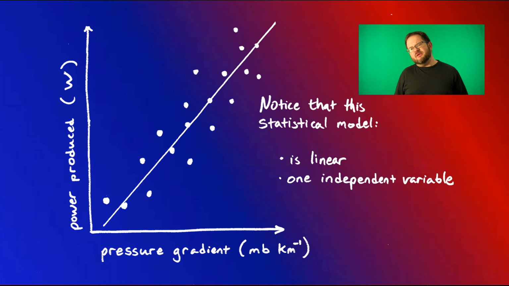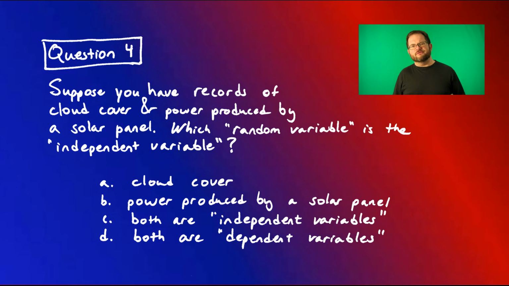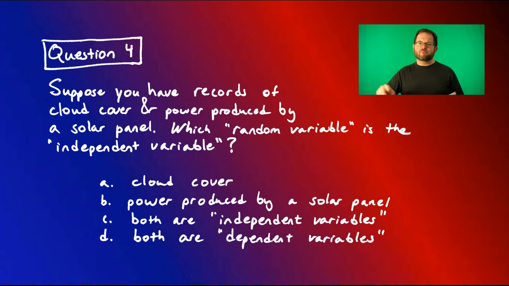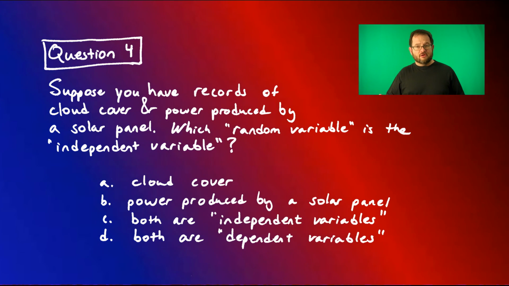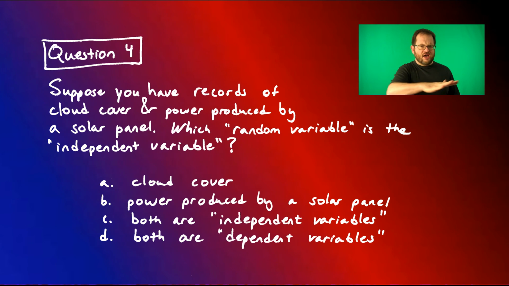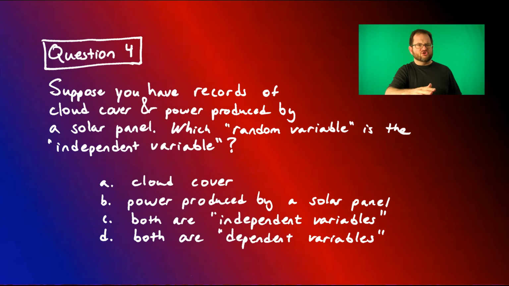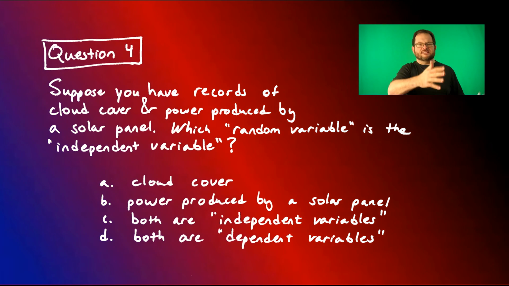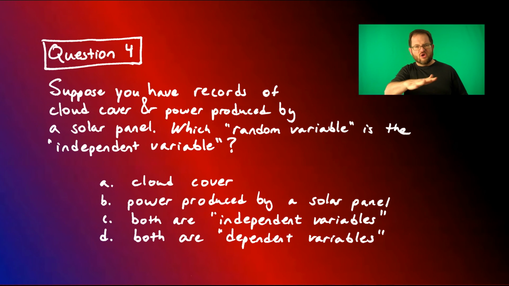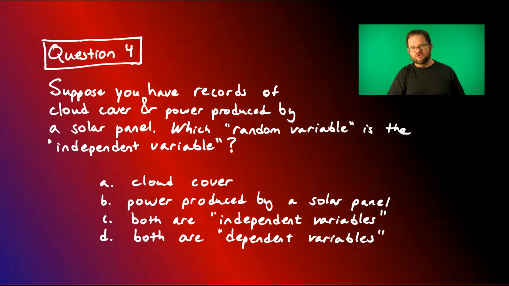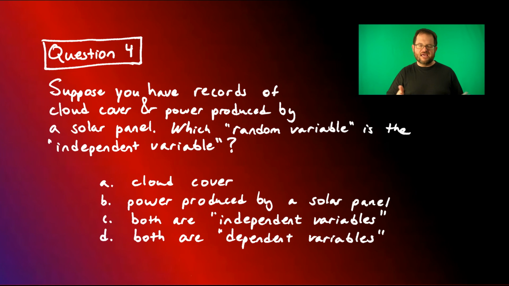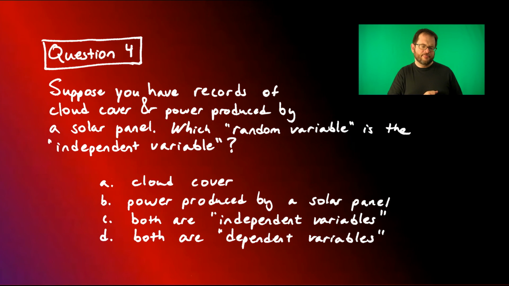Speaking of independent and dependent variables, let's talk about question 4 real quick. Suppose you have records of cloud cover and power produced by a solar panel. You've got a data set that says, at this weather station near this solar panel, I see how much cloud cover there was, and I also have observations of how much power was produced by that solar panel over the course of a day, something like that.